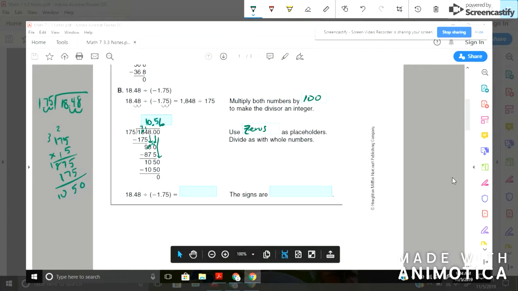Okay, so 18.48 divided by negative 1.75 would give me, and now remember, our signs are different, so that would give me a negative answer, negative 10.56. Okay, go ahead and flip to the back side now.